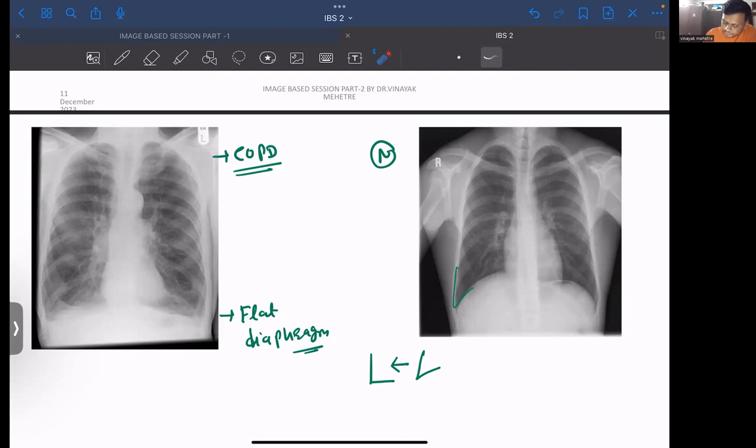Okay, come back again. The intercostal space is almost the same. Now take a look over here. What is happening? The intercostal space is increasing. That is called widening of the intercostal space. These are the classical features that you will see on the X-ray of a COPD patient. You know?